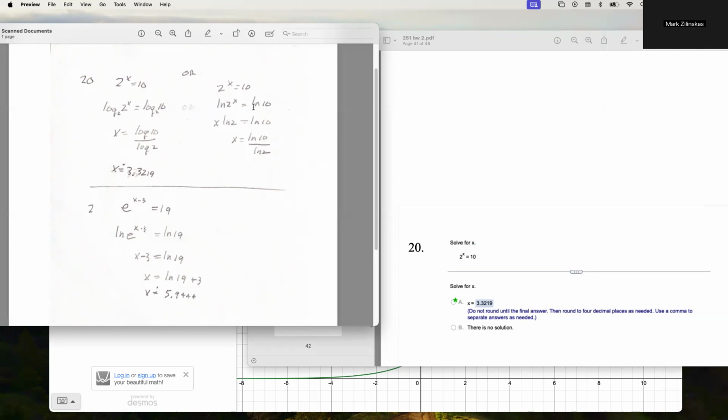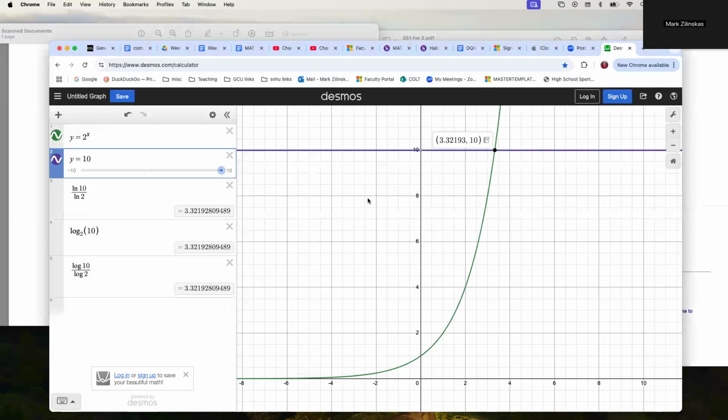I could use the inverse function or the exponent property of logarithms. Or obviously I can just go ahead and graph them and find the point of intersection as well. So a lot of different options there to solve exponential equations.